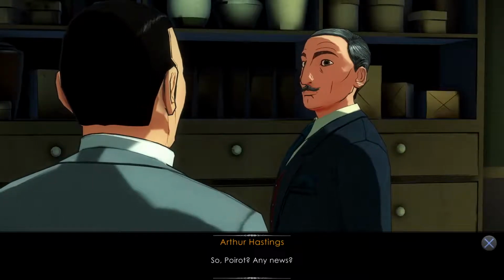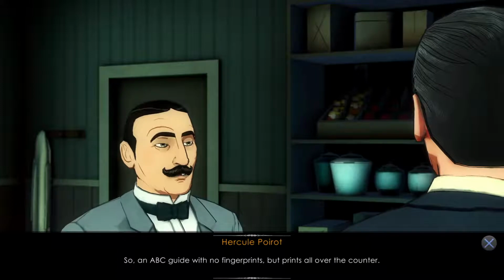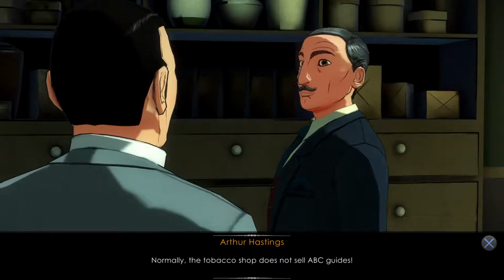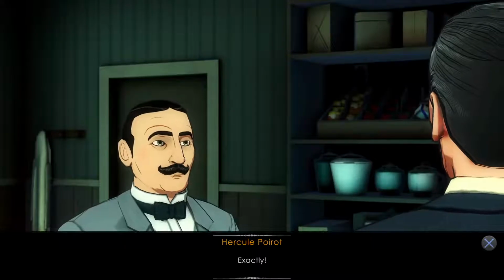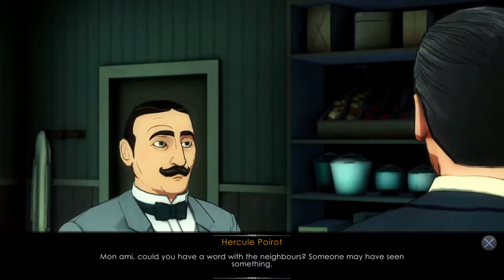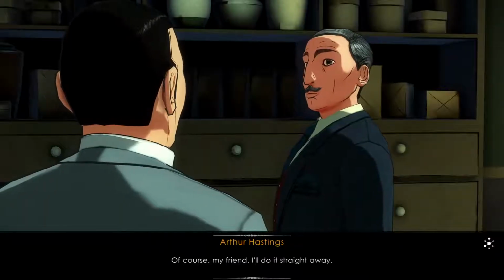Any news? So, an ABC guide with no fingerprints, but prints all over the counter. Normally, the tobacco shop does not sell ABC guides. Exact. Mon ami, could you have a word with the neighbors? Some may have seen something. Of course, my friend, I'll do it straight away.